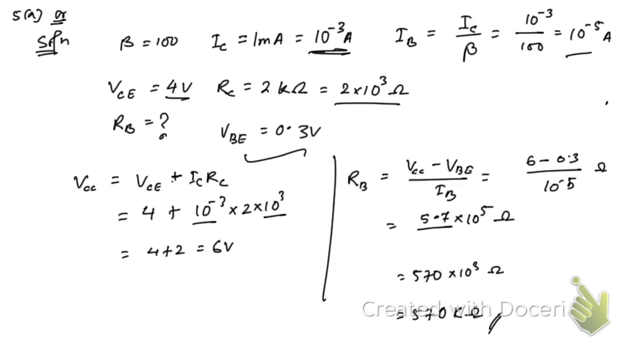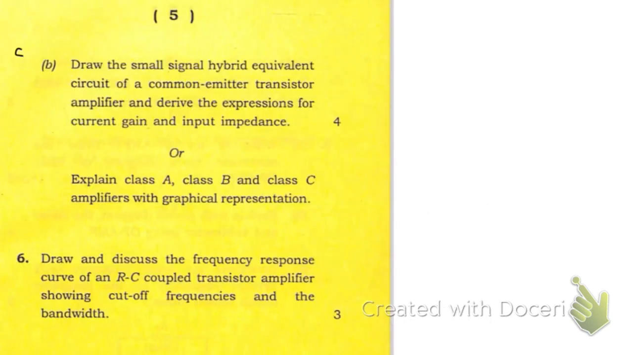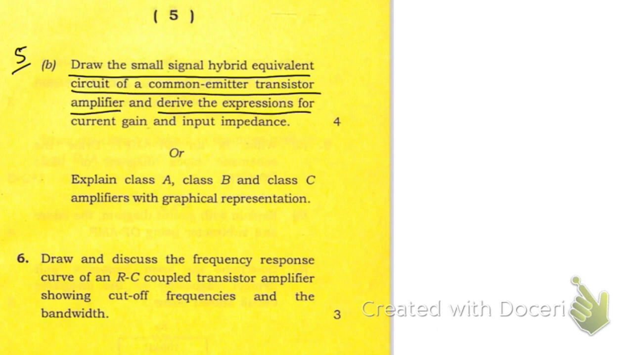Please take the screenshot. So 5B, draw the small signal hybrid equivalent circuit of a common emitter transistor amplifier. Derive the expression for the current gain and input impedance. Okay, so let me give you the answer. Now you see in this part, draw a small signal hybrid equivalent circuit of common emitter transistor amplifier.